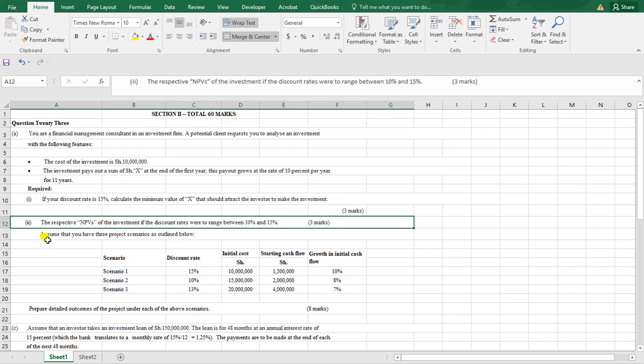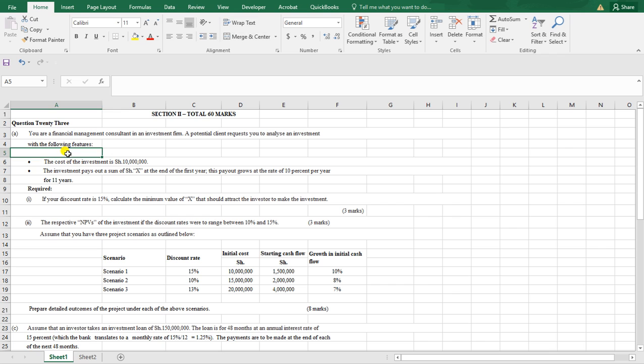Then part B, we are told to assume that you have 3 project scenarios as outlined here. We are supposed to prepare the detailed outcomes of the project under each of the above scenarios. So let us jump and start and see how we are going to work this one out. First of all, we start with part 1.